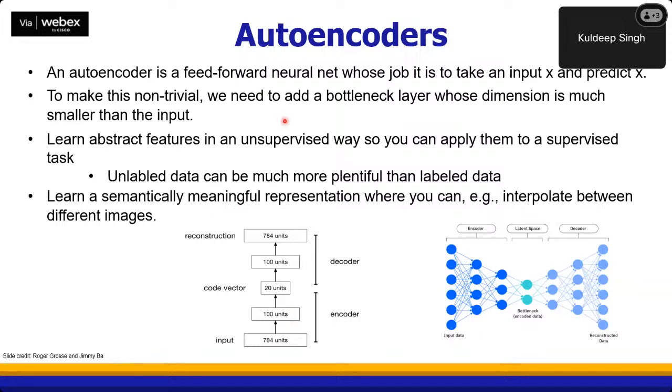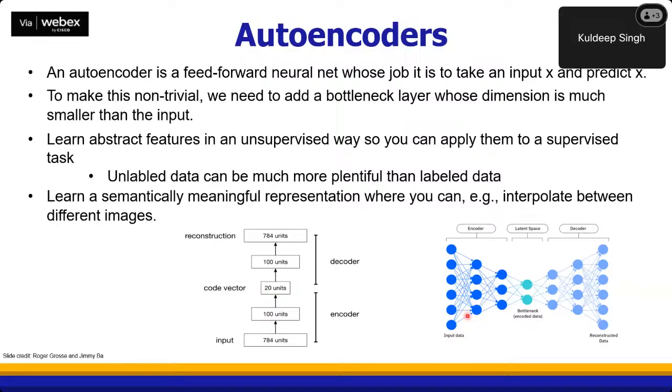So an autoencoder is a feed-forward neural network, or we can use another type of deep neural network. Its job is to take X as input and predict X. Very simple: take X as input, bring X as output. This output should be similar to the input X. In this process, we learn abstract features in an unsupervised way, so you can apply them to a supervised task. Once you have learned these features, you can use them in any of the supervised tasks.